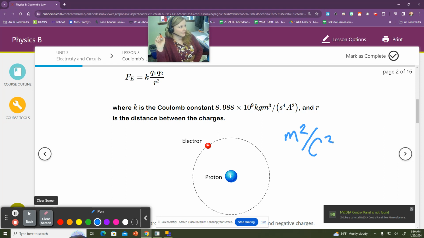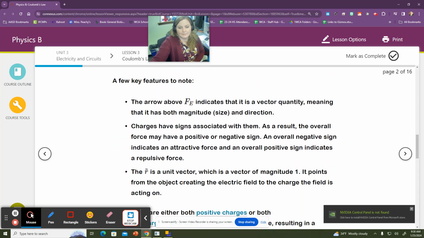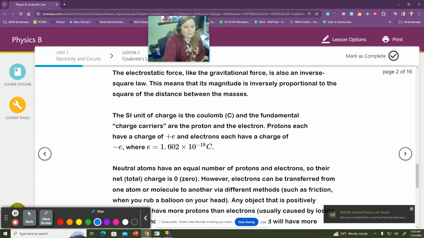But we haven't yet talked about what a Coulomb is. Coulomb was a person, but we also have a unit that is named after Coulomb. I'm just skipping that for a moment, I'll come back to it. But this is what a Coulomb of charge is. Protons and electrons have the same size charge. Protons are positively charged and electrons are negatively charged.